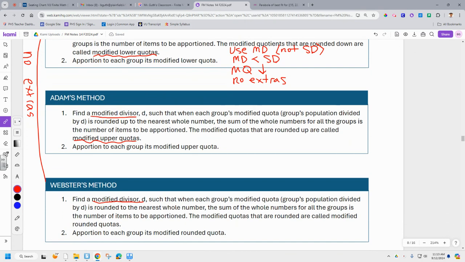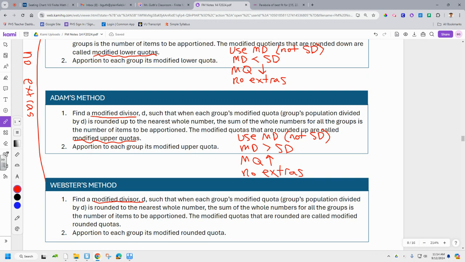So if you can do one of those, then you should be able to do the other two because they're very, very similar. Adam's method, we're going to use the modified divisor, not the standard divisor. In this case, the modified divisor is going to be greater than the standard divisor. We find a modified quotient, and this time we're going to round up, not down. And once again, there are no extras.